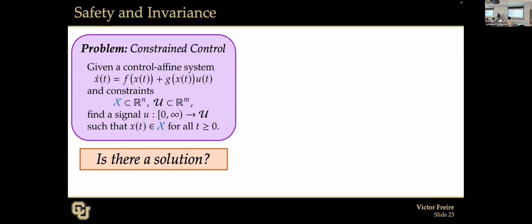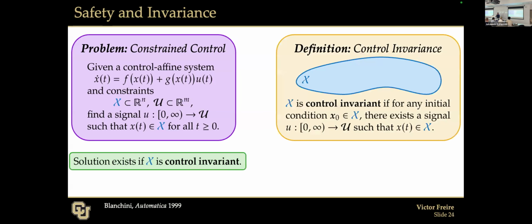So, is there a solution to this constraint control problem? The answer is yes, if your constraints are what's called control invariants, if the set is control invariant. So what is a control invariant set? A control invariant set is a set where if you start in the set, there is an admissible input that will keep you in the set. It's essentially restating the constraint control problem into a definition.